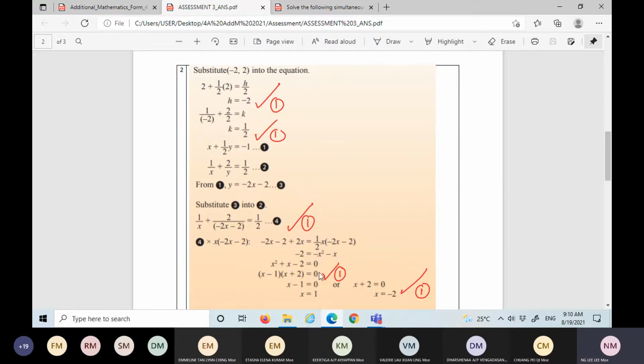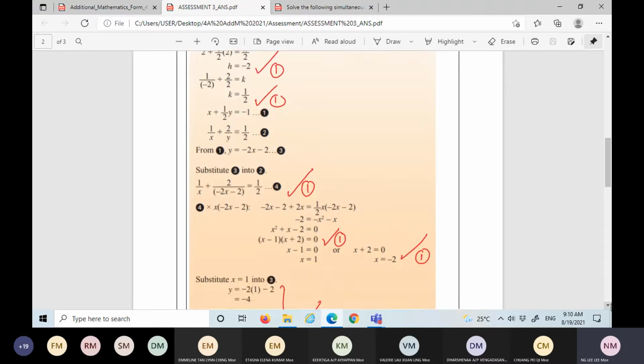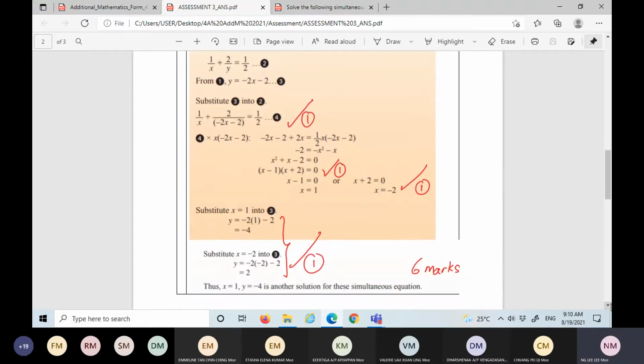Okay, you see again, the factorization here gets 1 mark. Then you get the x value. You see there are 2 x values. After that, when you substitute, there are 2 y values. Then you have to make the final conclusion. What is the other solution?